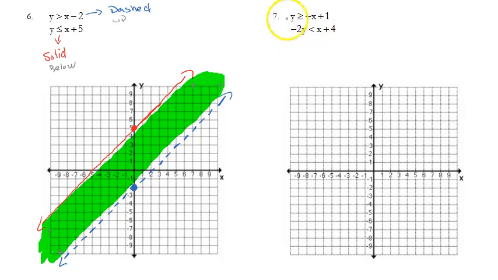For number 7, the first inequality we can graph, but the second one needs to be solved for y. So I'm going to divide by -2, divide by -2, divide by -2. But what happens, be very careful, we do get y, we get -1/2 x minus 2, but I divided by a negative. When you divide by a negative, you must flip your inequality. Now, go ahead and graph these two inequalities and shade as well, please.